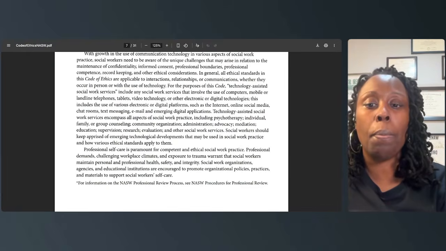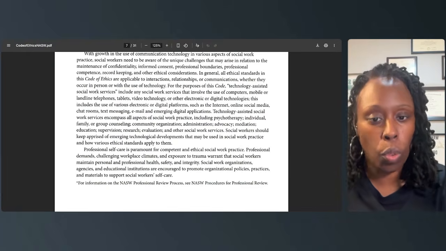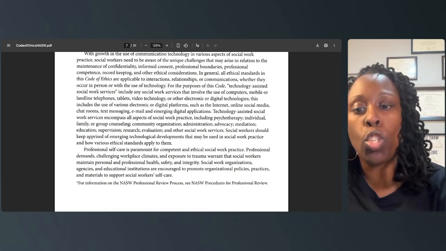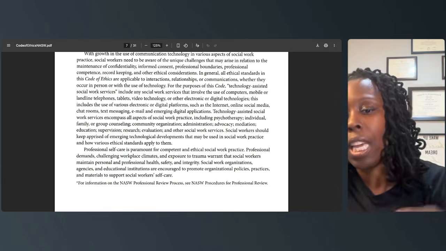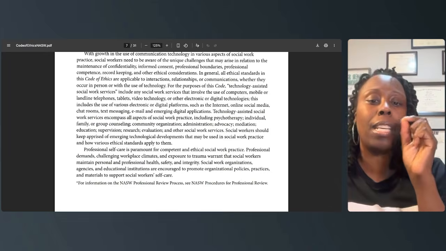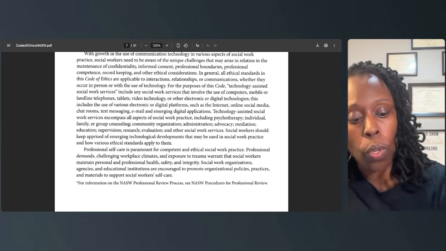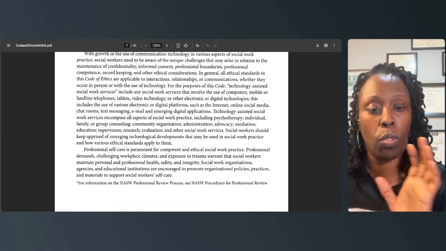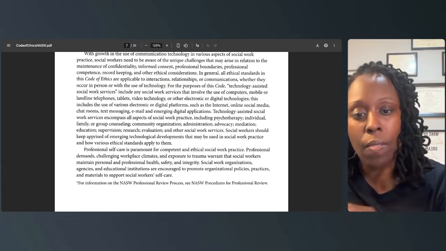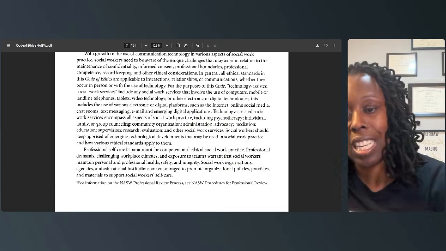Social workers should keep apprised of emerging technological developments that may be used in social work practice and how various ethical standards apply to them. Professional self-care is paramount for competent and ethical social work practice. So even myself, who is a diehard social worker, and I know I work hard and I do a lot of different things within the field of social work, I make sure, guys, if I don't do anything else, that I practice self-care. That is listed here in the Code of Ethics.